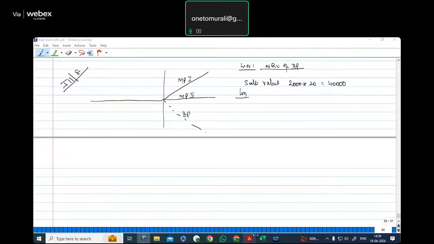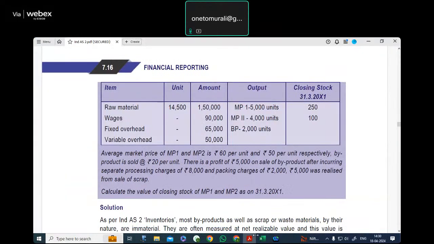Less: there is a profit of 5,000 on sale of byproduct after incurring. See, that profit of 5,000 is not a matter that we should take up because we are taking up NRV. NRV is nothing but sale value minus cost to effect a sale. So therefore, we will not take into consideration the expected profit on byproduct.